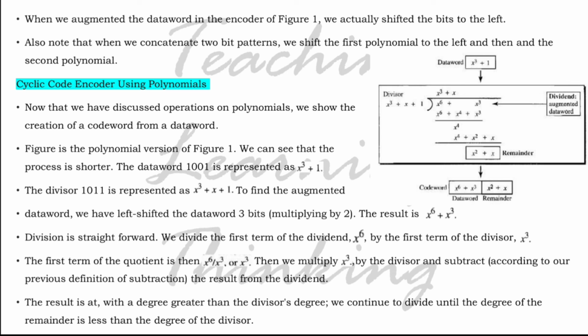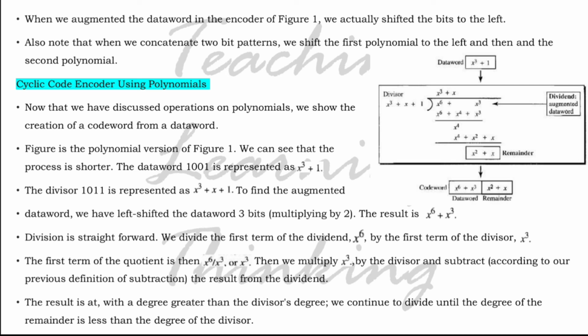And the first term of the quotient is then x raised to 6 divided by x raised to 3, or x raised to 3. Then we multiply x raised to 3 by the divisor and subtract the result from the dividend, according to our previous definition of subtraction. The result has a degree greater than the divisor degree, so we continue to divide until the degree of the remainder is less than the degree of the divisor.